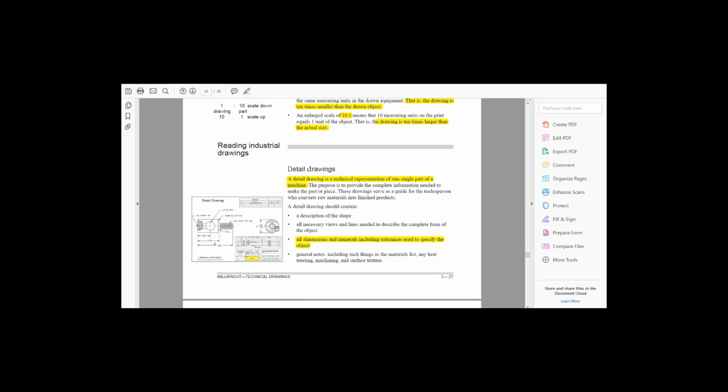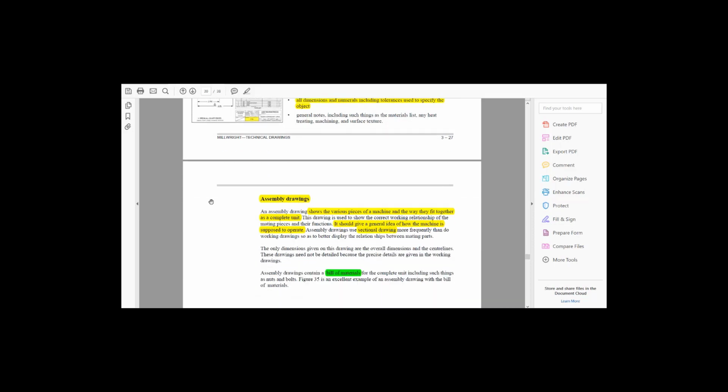A detailed drawing will have all the elements of a regular drawing. It will have all dimensions fit in, it will have tolerances, and it will have a proper title block. Basically, it's a description of one single part of a machine.